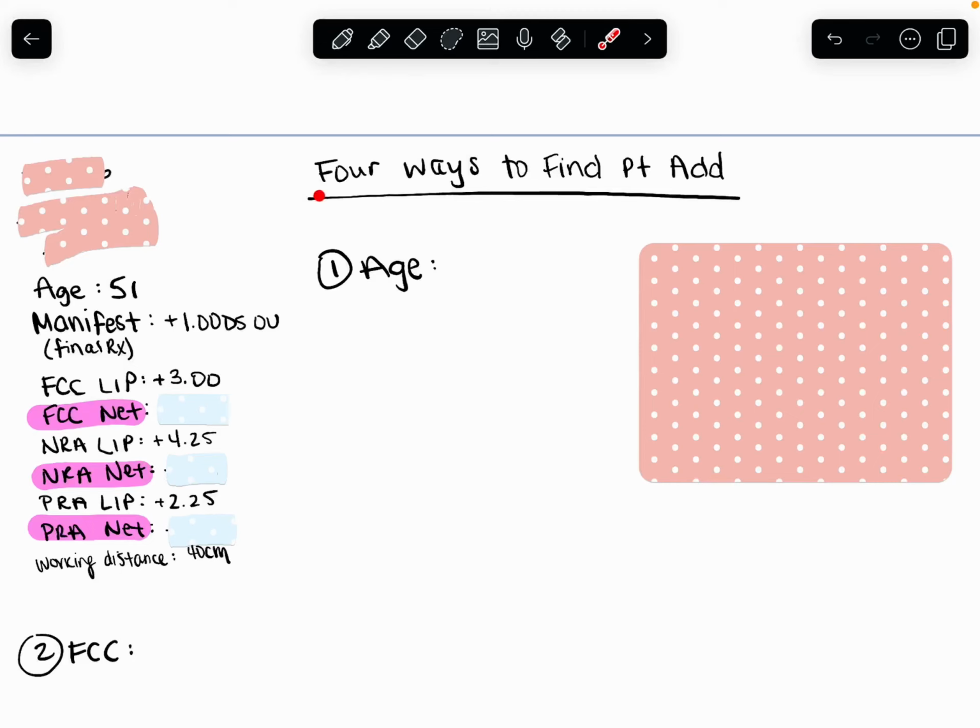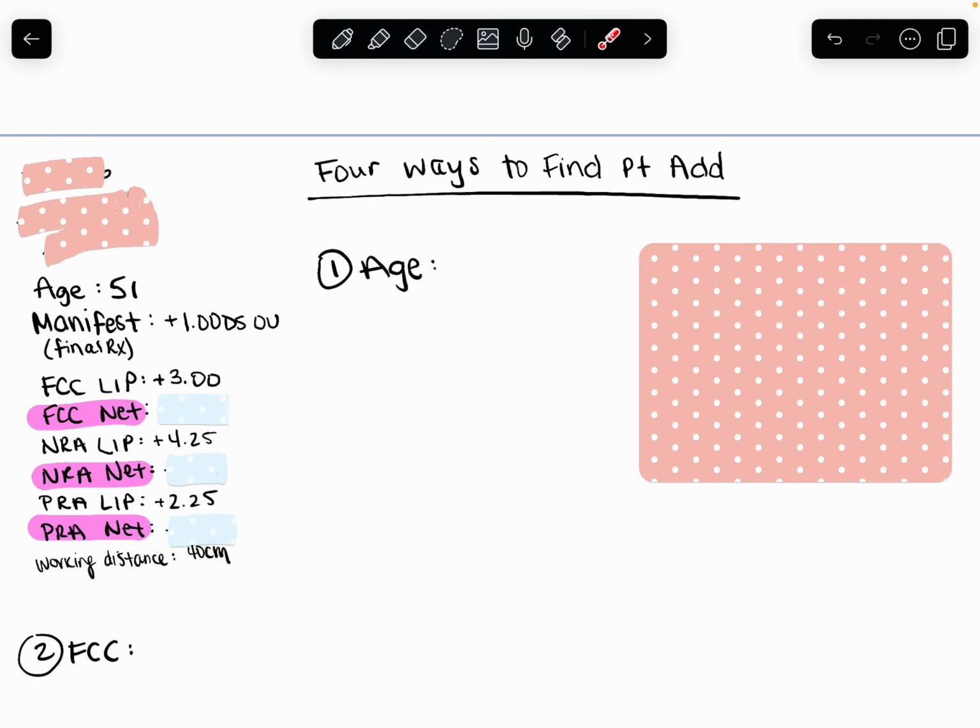So we're going to calculate the 4 different ways to find a patient's add. Here are the demographics over here. We're given that the age is 51, manifest is +1 OU. We have all of the lenses in place given, but we do need to calculate the nets for each one. And we also are given that they like a working distance of 40 centimeters.